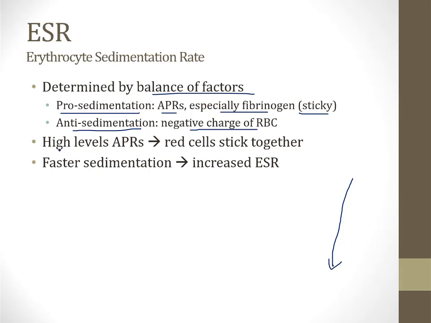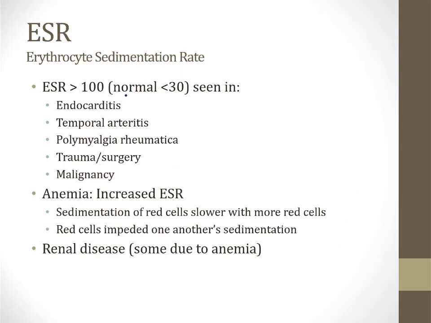When you have high levels of acute phase reactants, especially fibrinogen, the red cells will stick together, they'll fall to the bottom faster, and this will raise the ESR. And this is why the ESR goes up in the setting of inflammation when acute phase reactants are higher in the plasma. So a normal SED rate is less than 30.